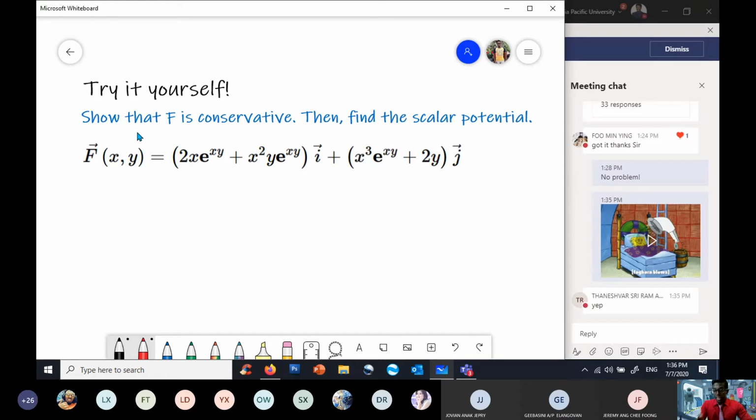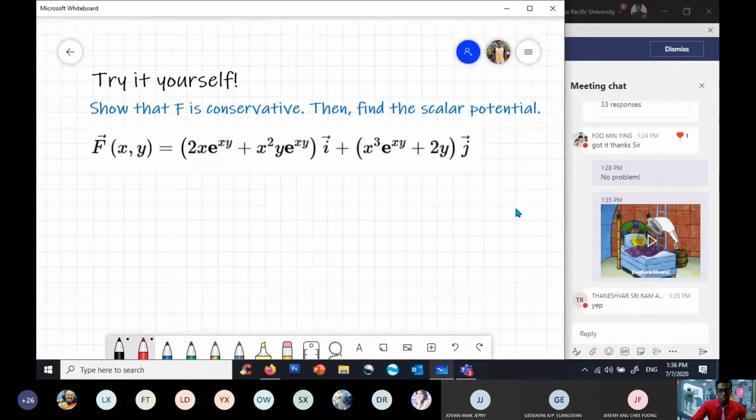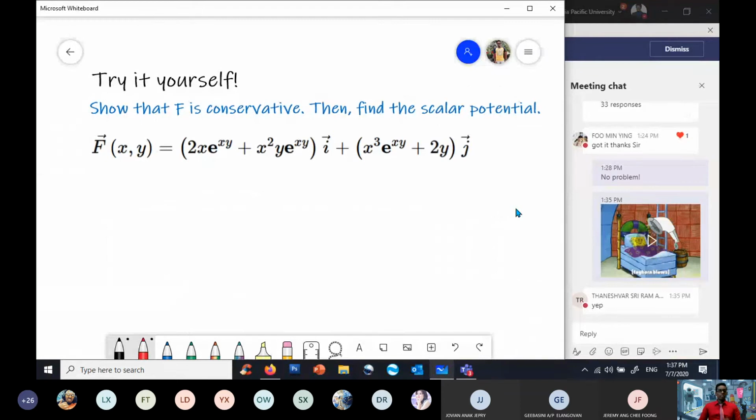Meanwhile, I would really appreciate it if any of you can do the solution and upload it, to make sure that at least one of us can do it completely. Just let me know if you can do it. If you have any problem, let me know as well. But here you go: one vector field. Determine whether it's conservative or not, and then find the scalar potential.